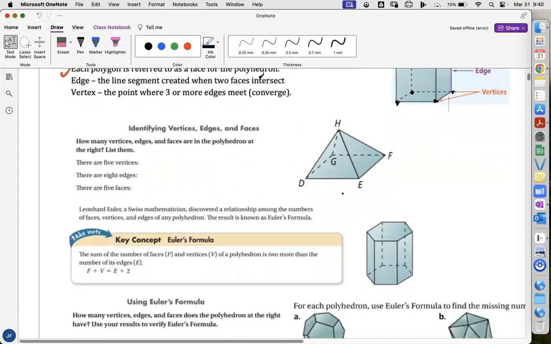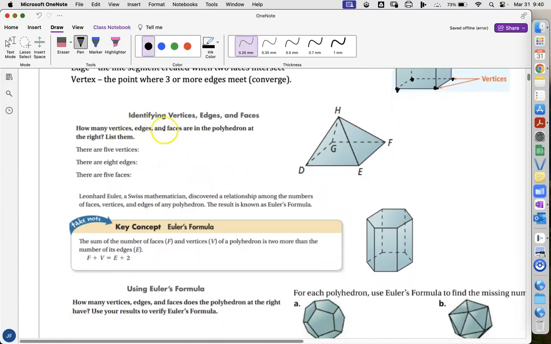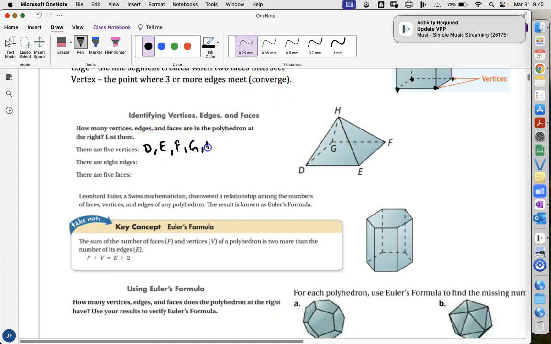So down here, if we look at the polyhedron to the right, this will eventually be referred to as a pyramid, and depending on what this base is, let's say that base is a square, we will refer to this as a square pyramid. So how many vertices does it have? Well, it's got 5 vertices: D, E, F, G, and then H.